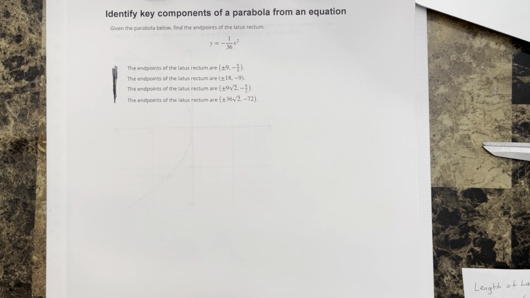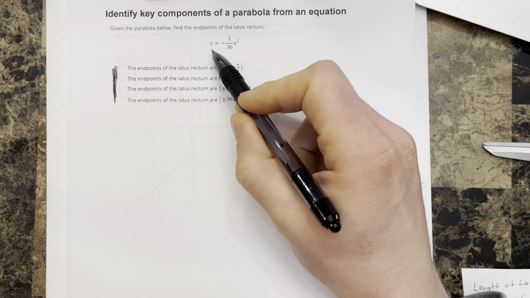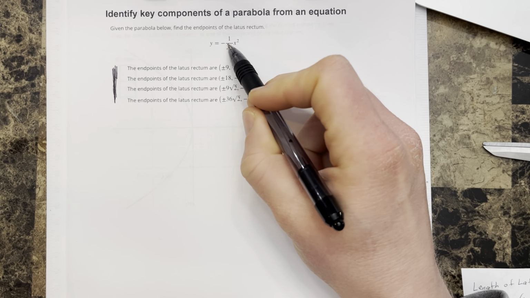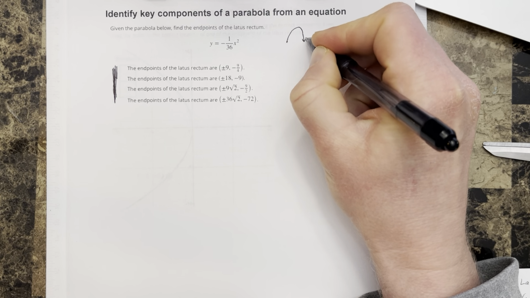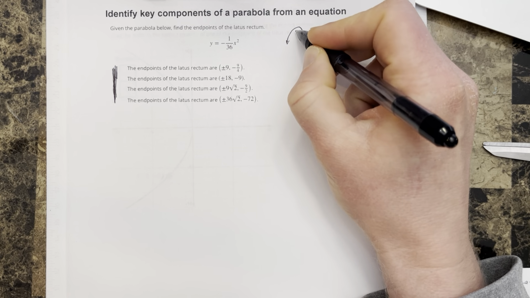In this video, we're going to identify key components of a parabola from an equation. It says, given the parabola below, find the endpoints of the latus rectum. So we have this parabola that is y equals negative 1 over 36 x squared. So it's a downward facing parabola. It looks like so. Now, what is the latus rectum?